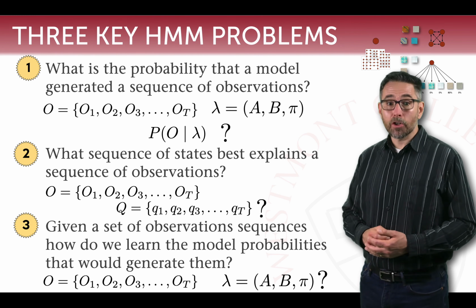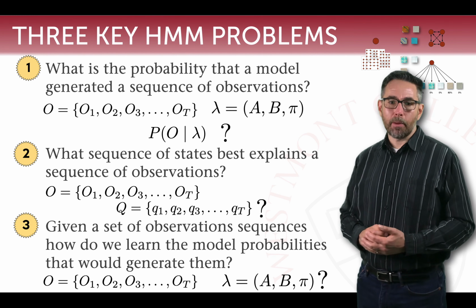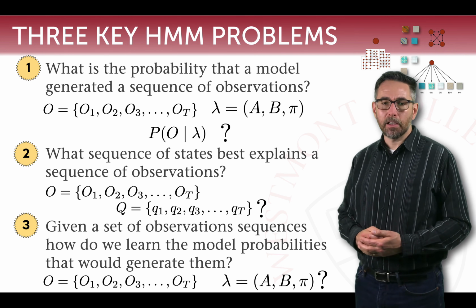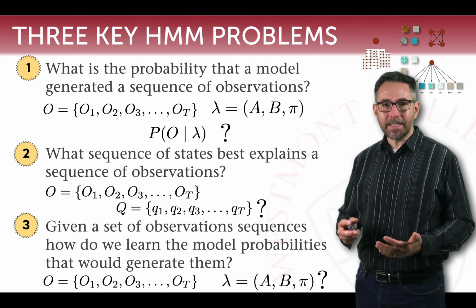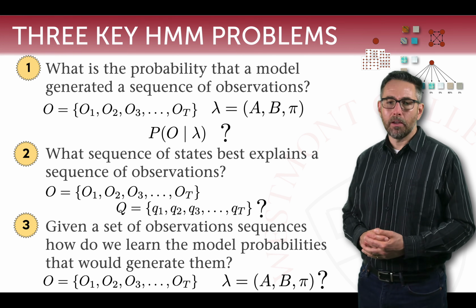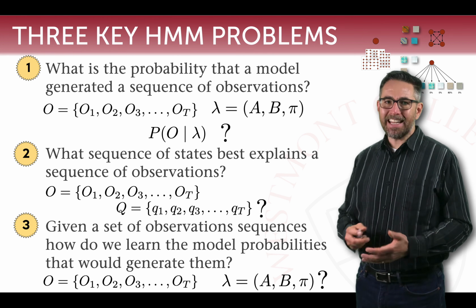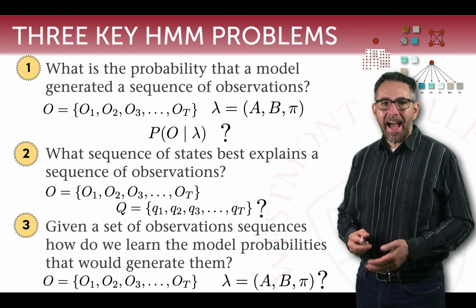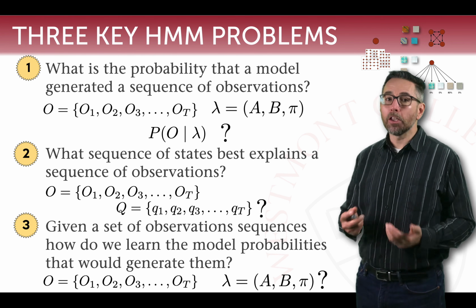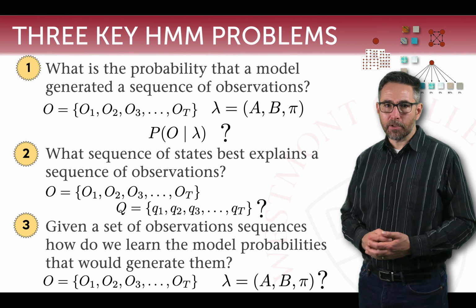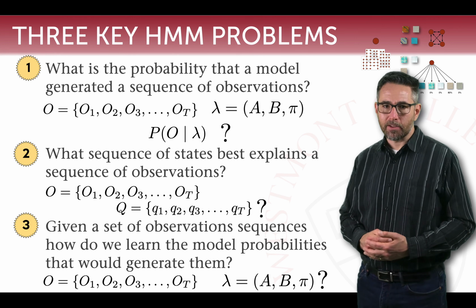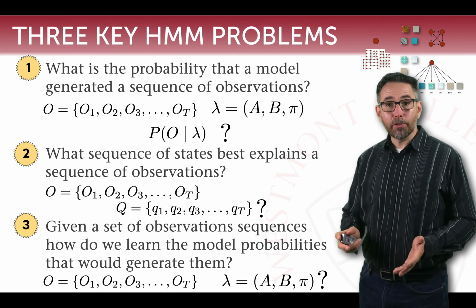So that was the third problem. There were three key problems that we were tackling. The problem of seeing what's the probability that we would see some observations given a model. What's the best set of states that explains a sequence of observations? And finally, how do we tune our model? How do we learn our model given a set of observations to maximize the likelihood that our model would generate those observations? We've tackled all three of those problems.